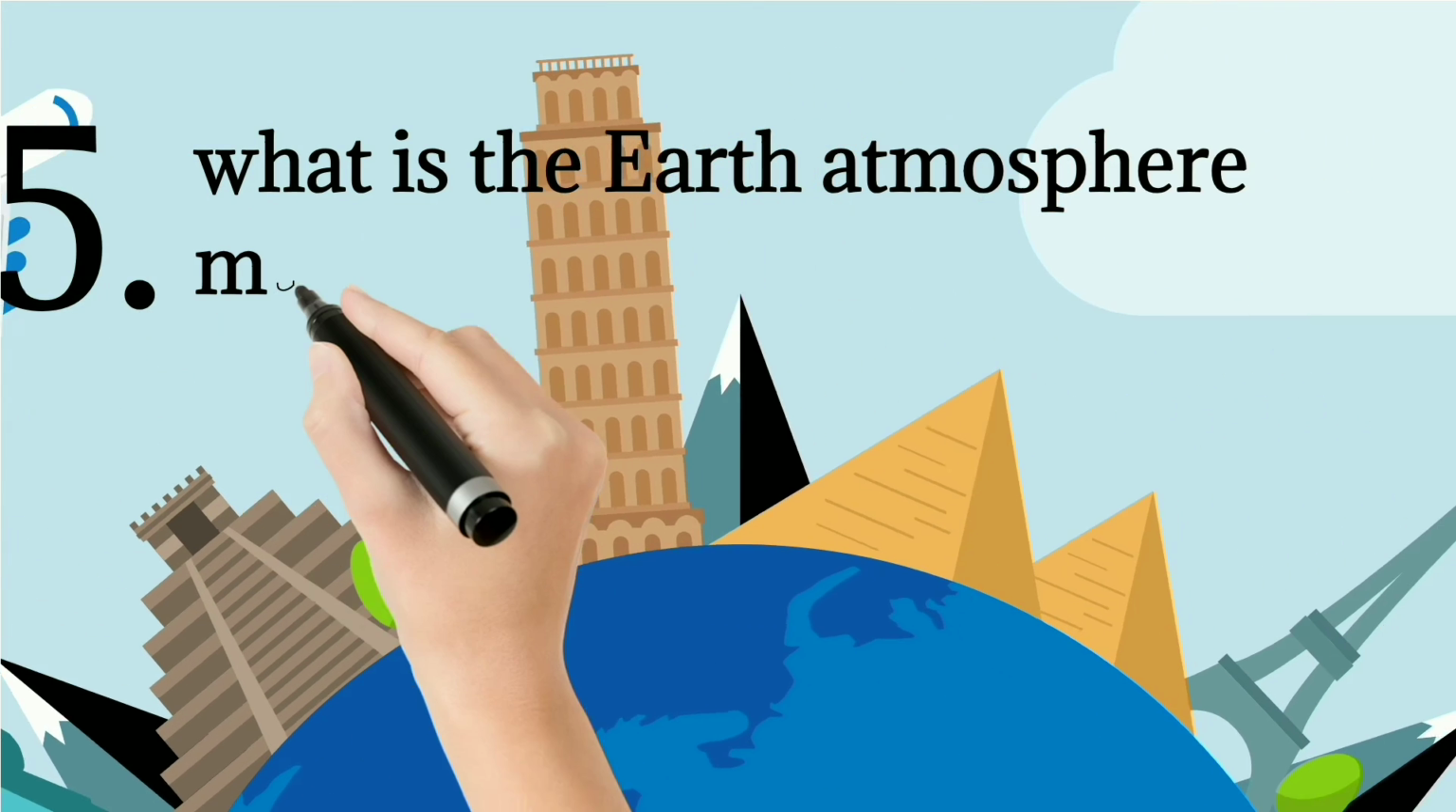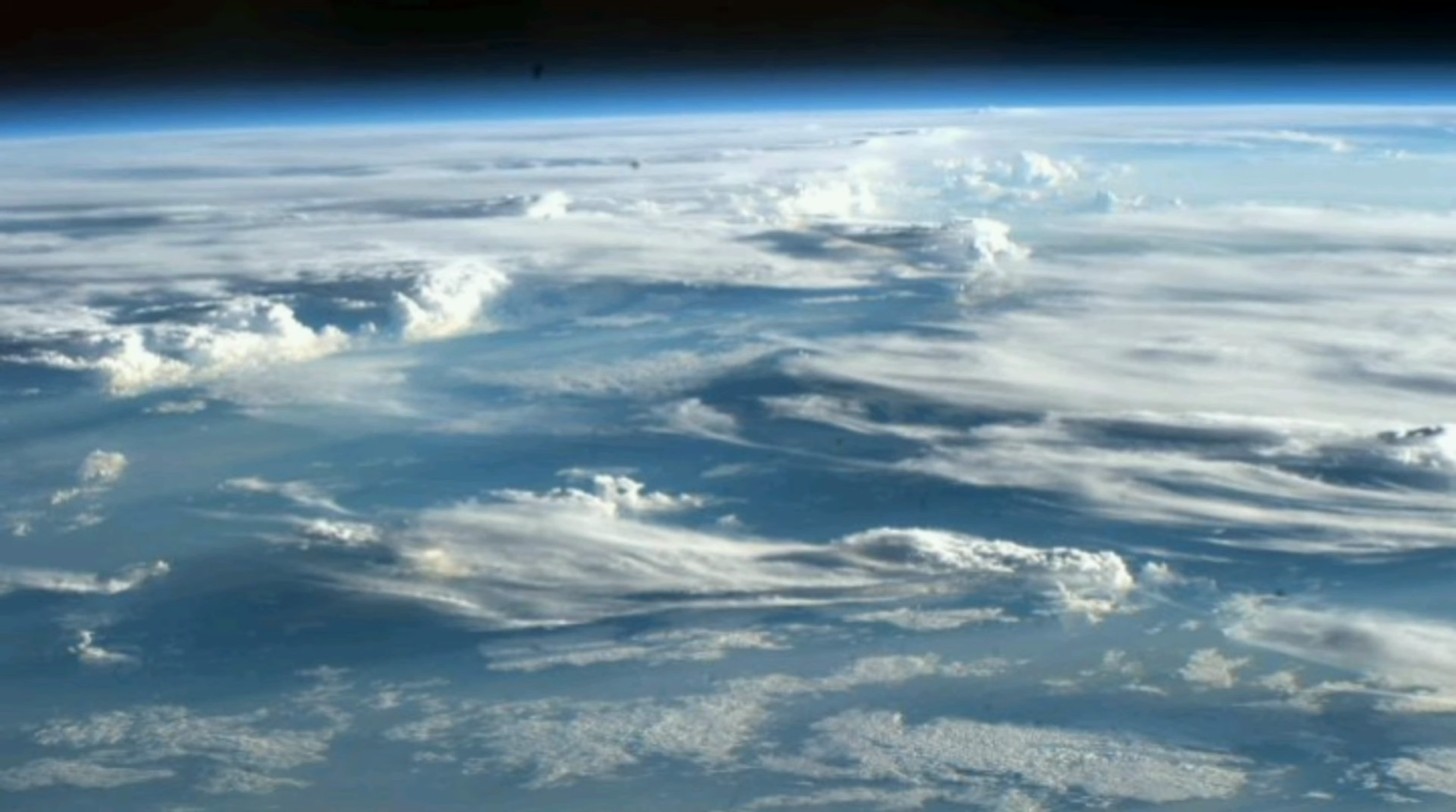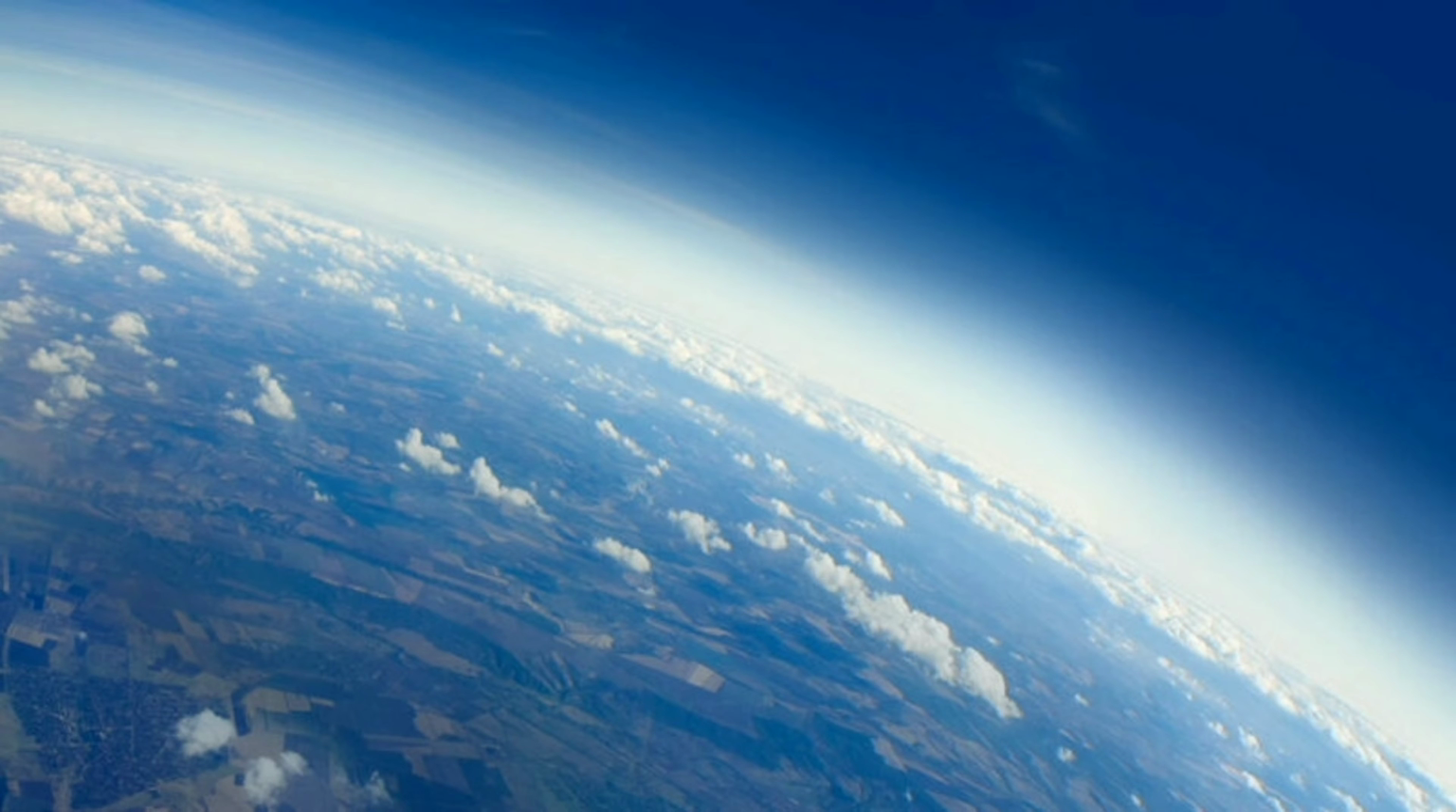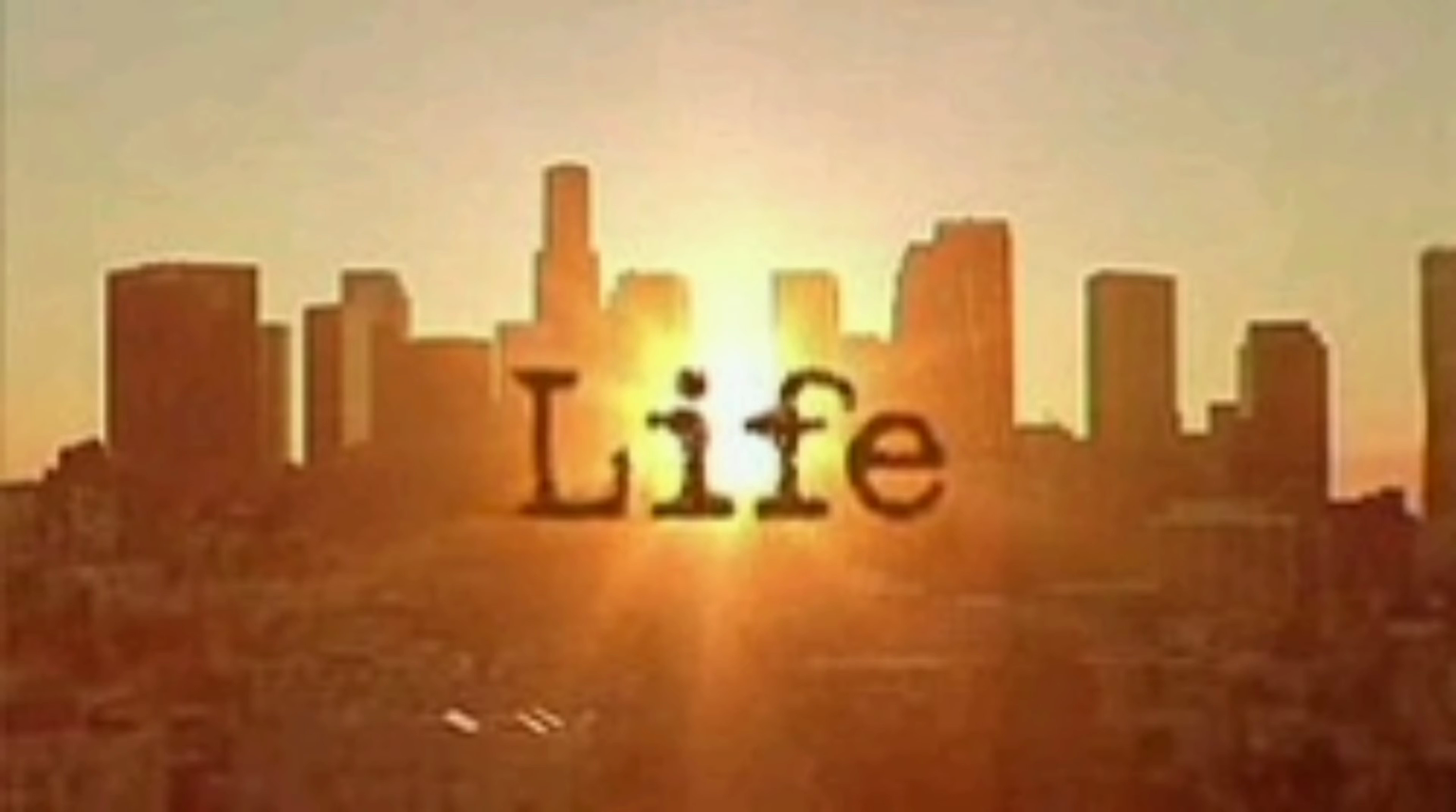Number 5. What is the Earth's atmosphere made up of? The word atmosphere means a gaseous cover enveloping a planet. Without atmosphere, life would not have been possible on the Earth.